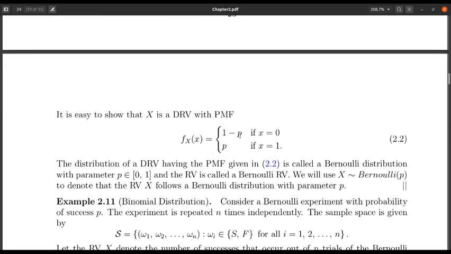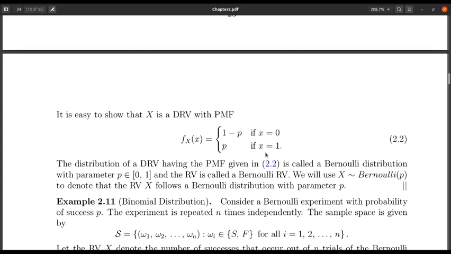It is again very easy to see that the PMF is 1 minus p if x equals 0, p if x equals 1, and 0 otherwise. There is a typo here: the 0 otherwise case should be included, so please correct it. We have the 0 otherwise case here.